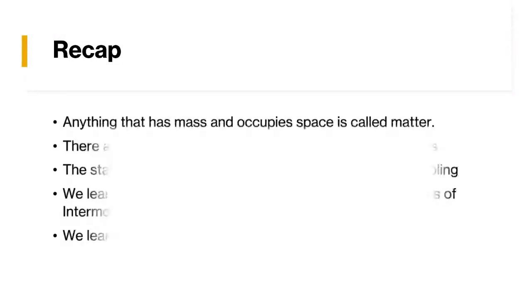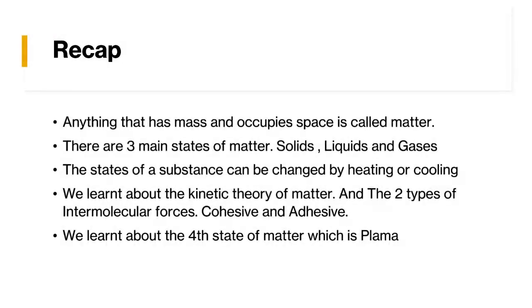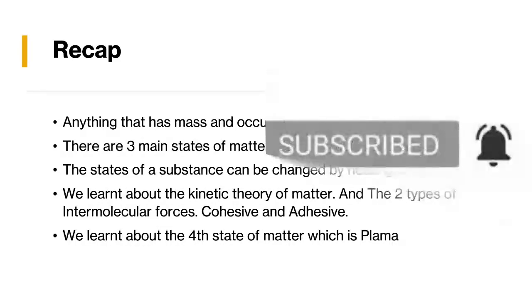Let's recap what we have learned. Anything that has mass and occupies space is called matter. There are three main states of matter: solid, liquids, and gases. The state of a substance can be changed on heating and cooling. We learned about the kinetic theory of matter and the two types of intermolecular forces, cohesive and adhesive. We learned about the fourth state of matter, which is plasma.